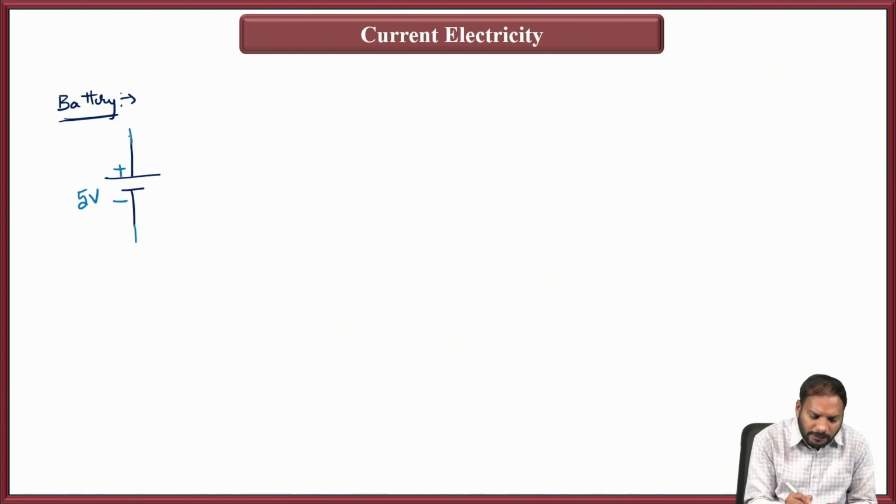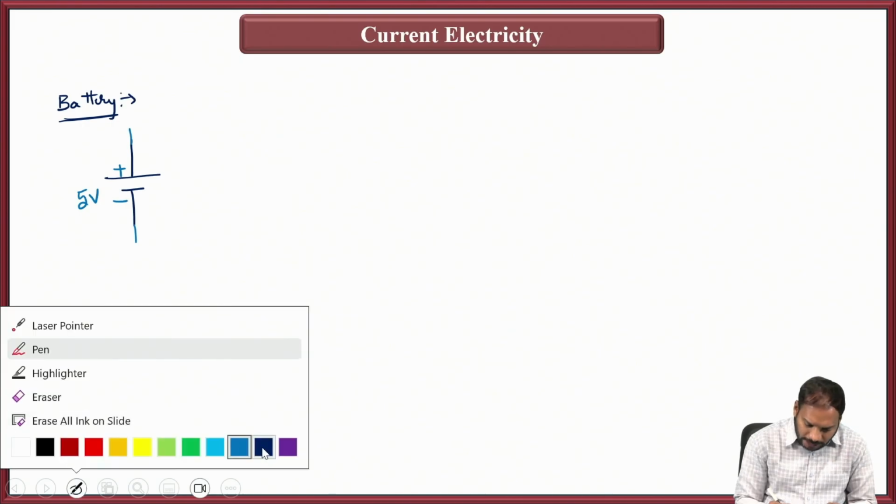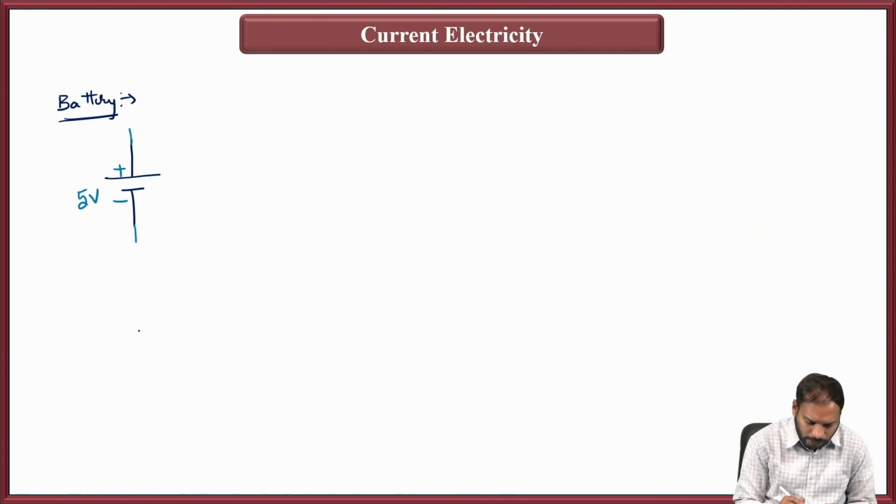What is the purpose of this 5 volts battery? I want to take some deep insight, because it is very important to understand KVL once again in the analysis of complex problems. So now I'll consider this 5 volts battery. What is the advantage of this 5 volts battery? Let us consider this point is A, and this point is B.